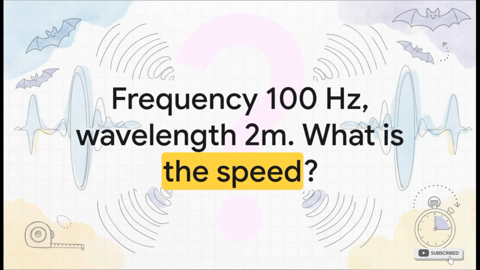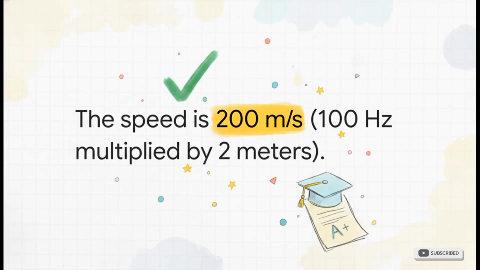Finally, practice question 3. Let's actually put that formula to the test with some real numbers. If an ultrasonic wave has a frequency of 100 Hz and a wavelength of 2 meters, what is its speed? Take a second and just plug those hypothetical numbers directly into the formula you just recalled. And the final answer is 200 meters per second. You literally just take the 100 hertz, multiply it by the 2 meters, and boom, you've successfully applied the physics formula to find the wave speed.